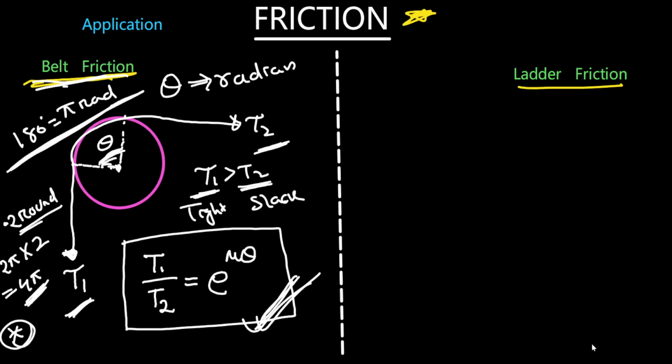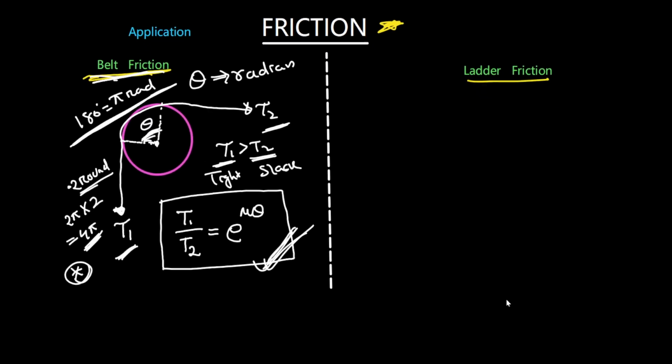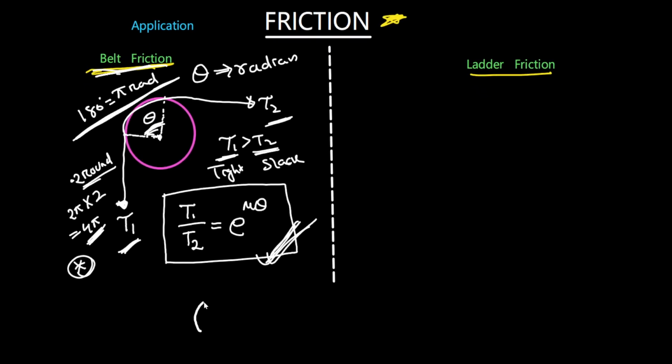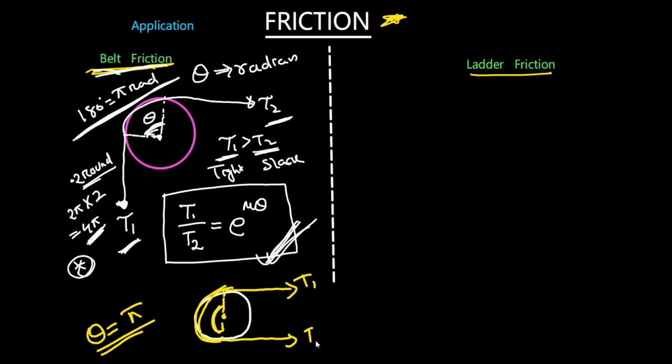You can have a situation like this also. There is a belt drive pulley system. Here is the angle, again this one. In this case, what is the angle theta? You just see, this is the angle of contact starting here. So this angle is 180 degree, so theta will be pi in this situation. This is T1 and T2. If this is greater, then you can calculate the slack side as well. If the slack side is given, you can calculate the tight side. So tight side tension by slack side is equal to e to the power mu theta.